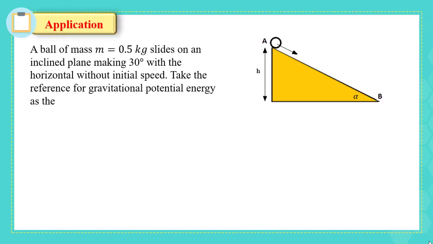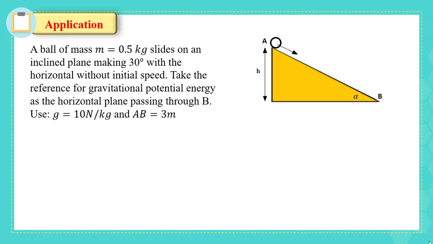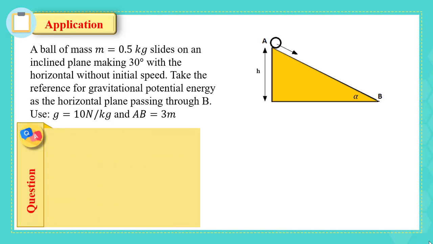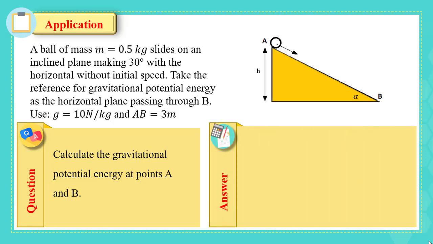Let's solve this application. A ball of mass m, 0.5 kilograms, slides on an inclined plane making 30 degrees with the horizontal without initial speed. Take the reference for gravitational potential energy as the horizontal plane passing through point B. Calculate the gravitational potential energy at points A and B.